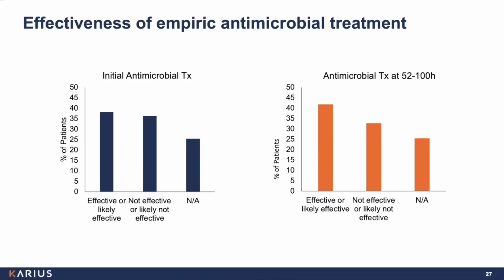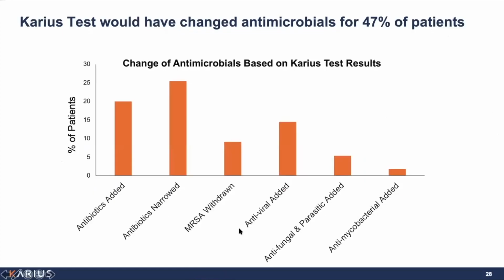Now, at the time that Karius test results would have been available, and for this study, it's worth mentioning, it was 52 hours for most of the samples and 100 hours for those samples that require rerunning. That is different right now, but that's how it was at the time the study was done. So at that time, the committee determined that the antibiotics were effective or likely effective in 42% of the cases, and not effective or likely not effective still in a third of cases. So based on these results, the adjudication committee would have changed antimicrobials in 47% of patients.